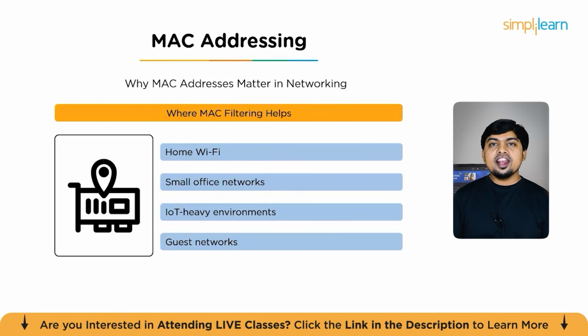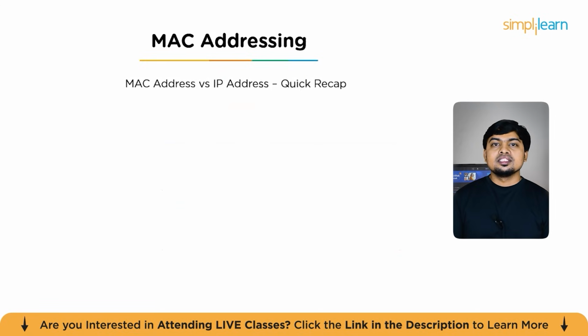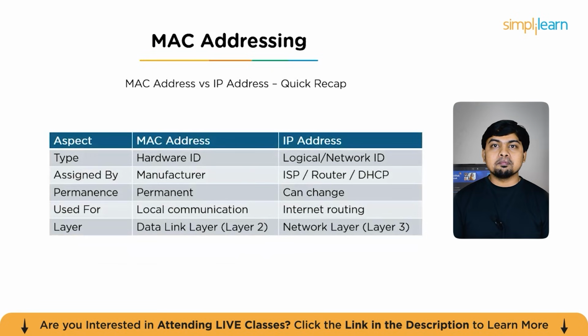Now, where does MAC filtering help us? Home Wi-Fi, small office networks, IoT-heavy environments, guest networks. It adds an extra layer of control by ensuring that only approved devices can join the network. A small caution though, while MAC filtering is useful, it is not foolproof. We should remember this. MAC addresses can technically be spoofed, but for small environments, it's still a practical and effective access control tool. Now, the next question will be about a quick comparison.